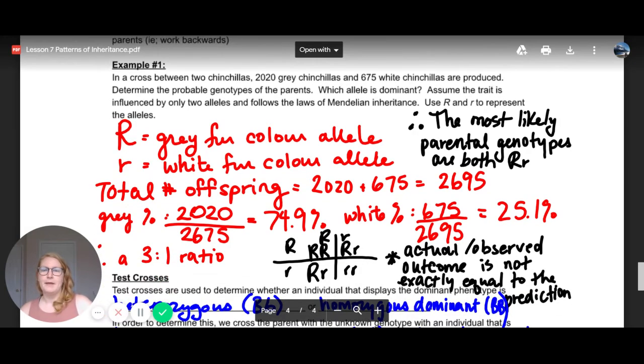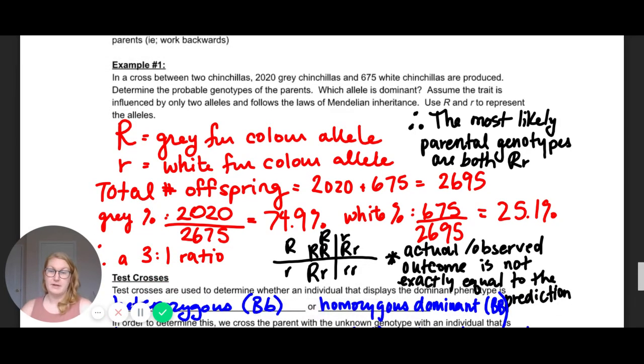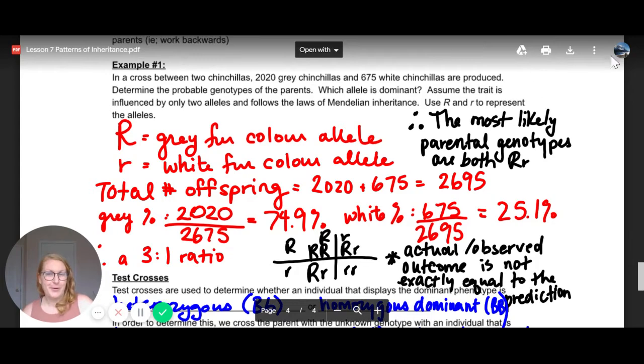So an example, a cross between 2 chinchillas. There are 2,020 gray chinchillas and 675 white chinchillas produced. Determine the probable genotypes of the parents, which allele is dominant, and assume the trait is influenced by only 2 alleles and follows Mendel's inheritance. So I'm going to use capital R and small r to represent the alleles.